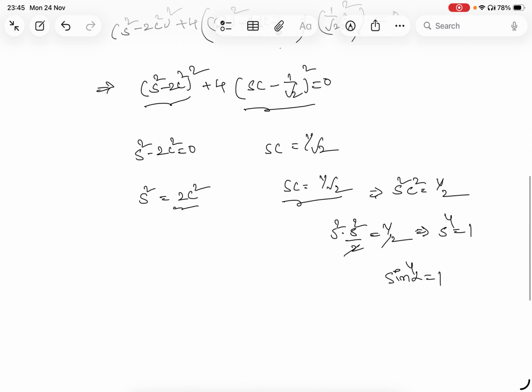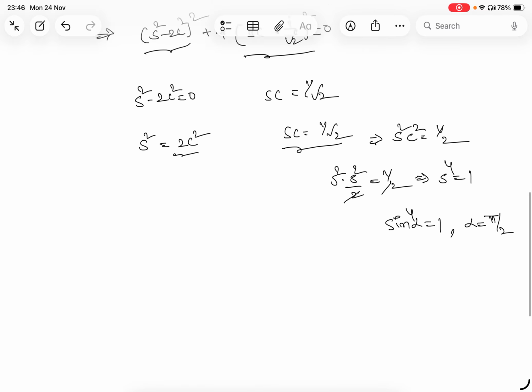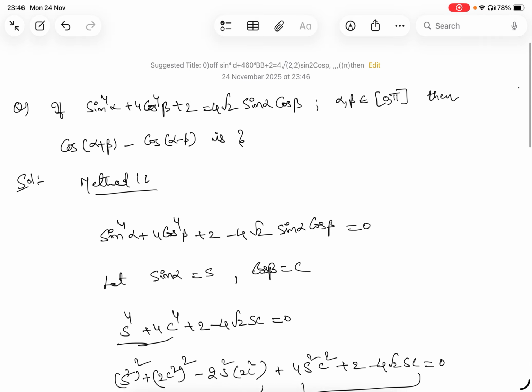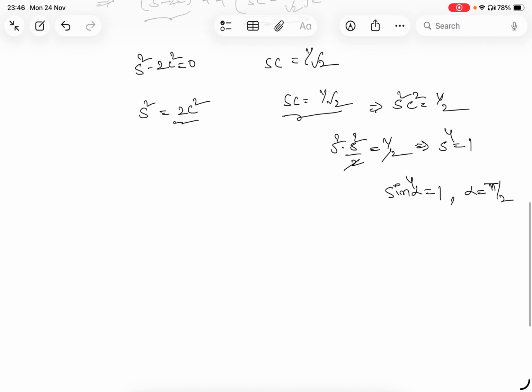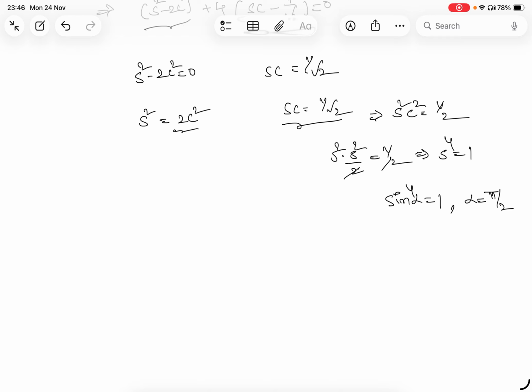Fine. Now, as it's given, α, β belong to the range 0 to π. In 0 to π, there is only one chance where sine becomes 1, which is α = π by 2. The other is 3π by 2, which is out of our given interval, 0 to π. Fine. Now α is π by 2.